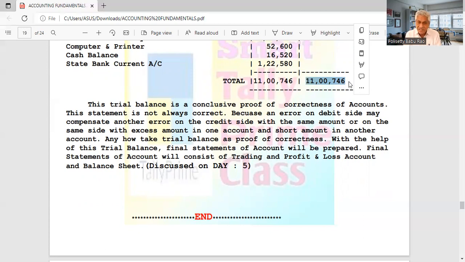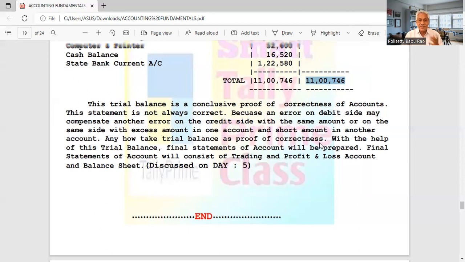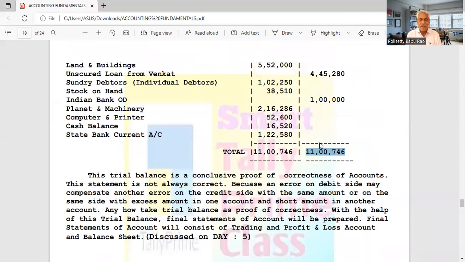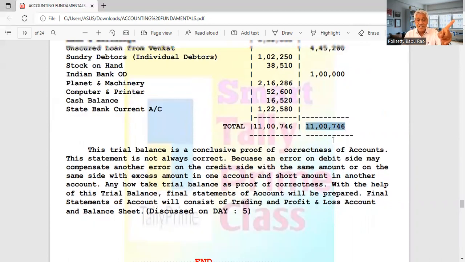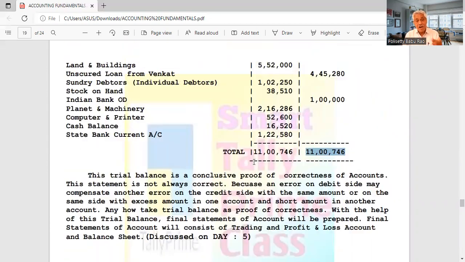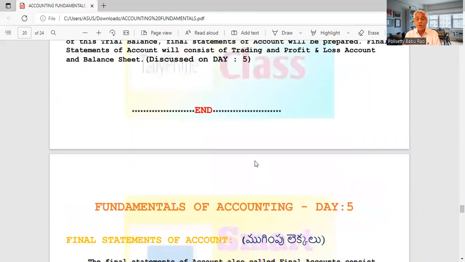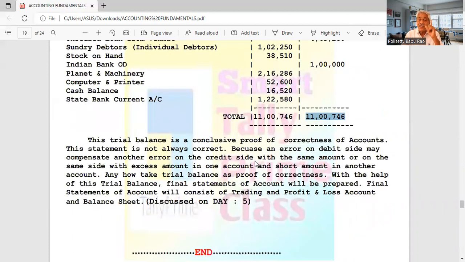Rectification of errors. The errors should be rectified by giving another journal entry. You cannot erase or alter that. With this, we have moved from stage 1 to the last but one stage. Journal entered, posted into ledger, taking balances, then prepared the trial balance. The ledger is the basis for the trial balance. On the basis of the trial balance, we go on to prepare the final statements.